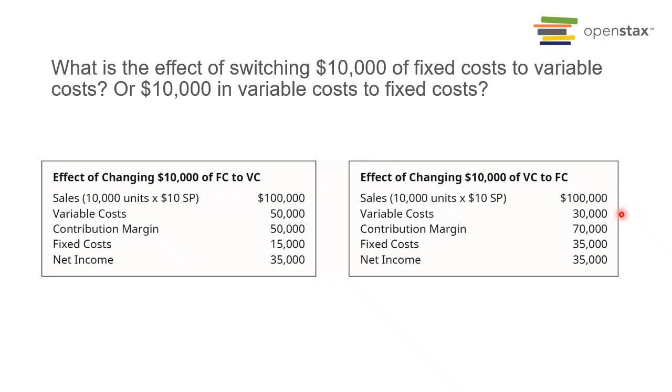Similarly, if we lower the variable cost and we're able to shift some variable cost over to a more fixed cost situation, uncouple it from per unit, we end up with higher contribution margins, but we then have higher fixed costs to cover with those higher margins.